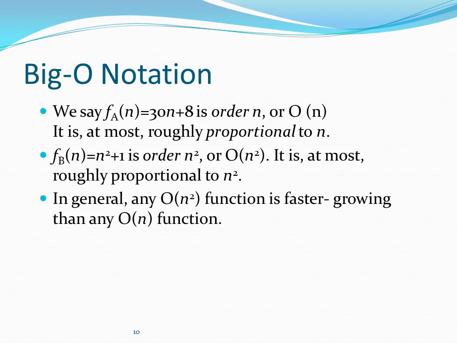Big O notation. Let f of a of n equal to 30n plus 8. The order of n. f of b of n equal to n square plus 1. So order of n square. For big O notation, we have to choose the maximum one. Here order of n square is a faster growing function than order of n. That is, f of b of n grows faster than f of a of n.